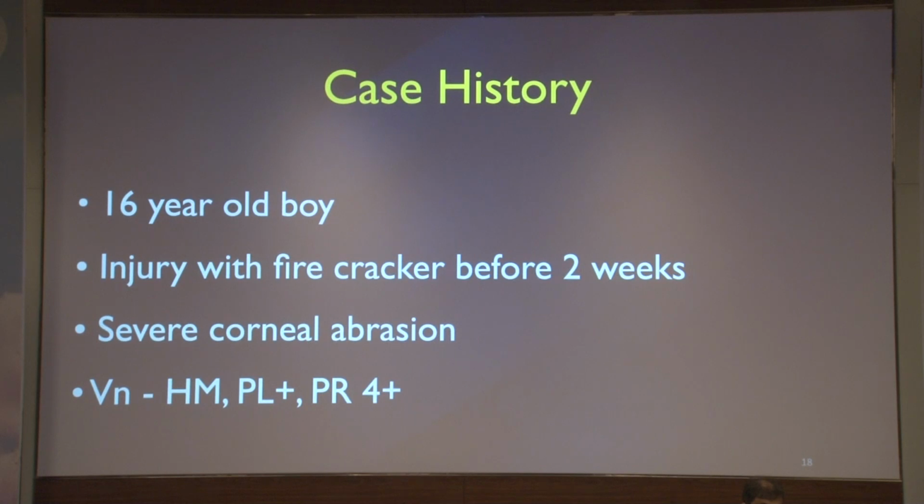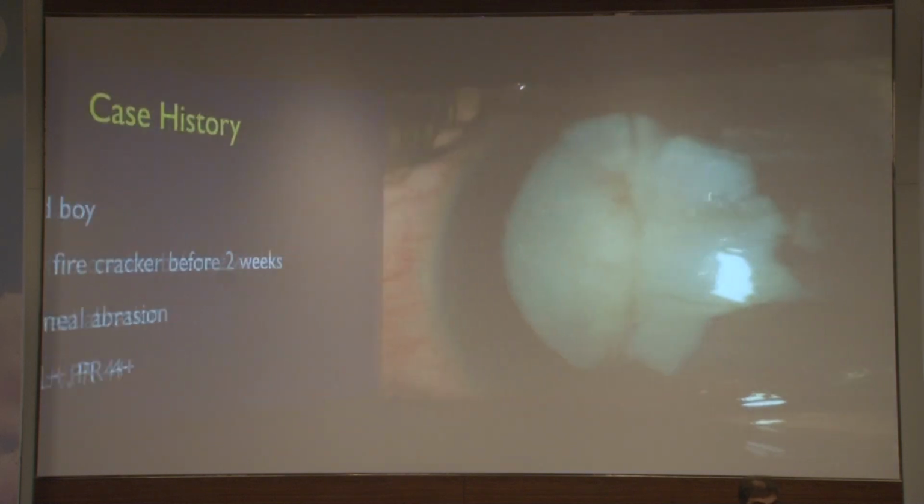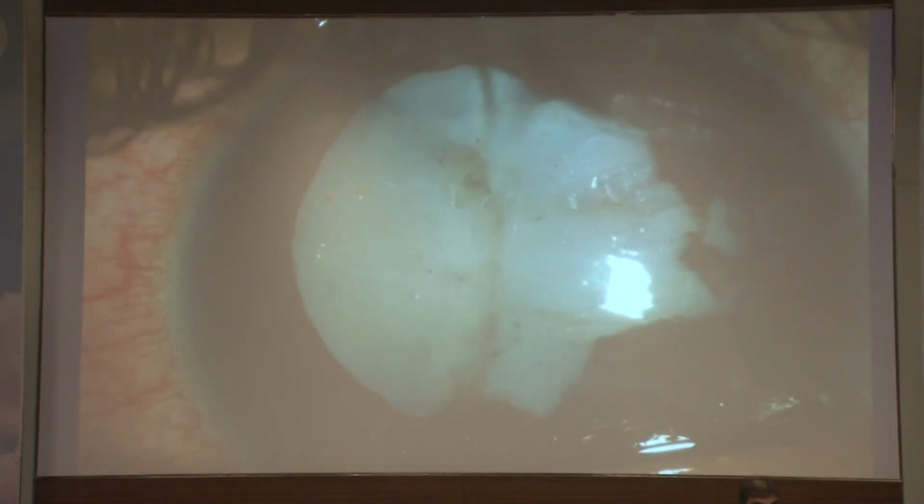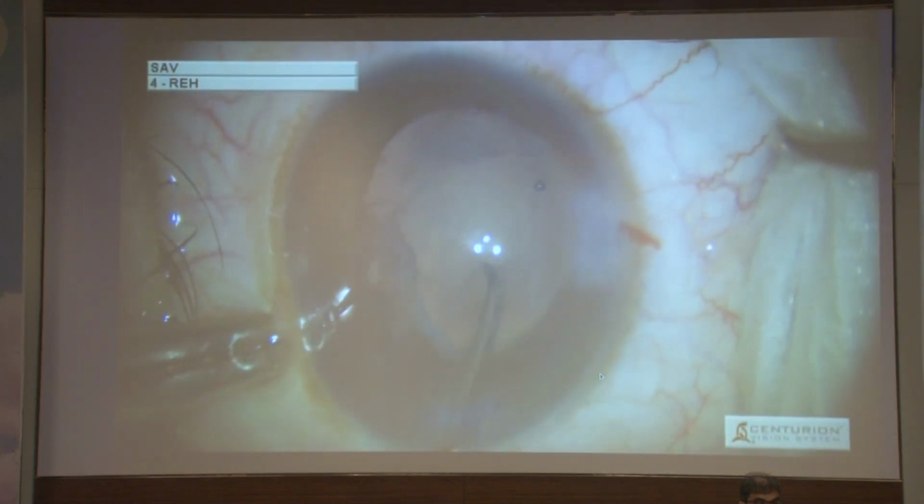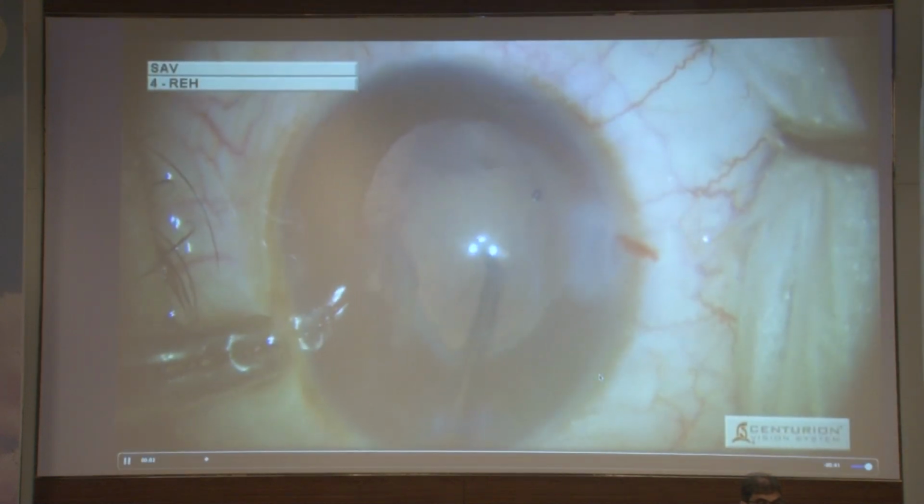Another case, a firecracker injury before 2 weeks. Again, a similar situation of a split capsule. As you can see, half of the capsule is open, lens matter in the chamber, synechia to the lens matter, and the iris is also completely distorted. Once again, after lens removal, we follow the same principles.